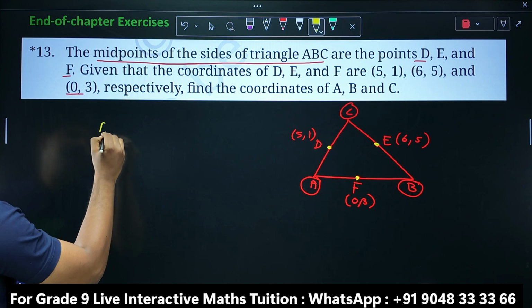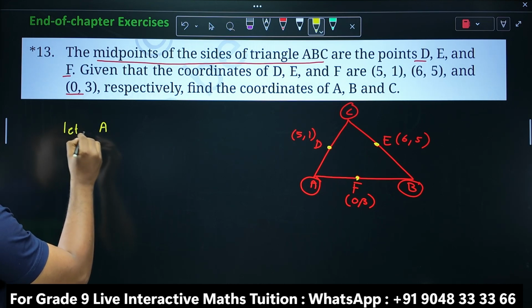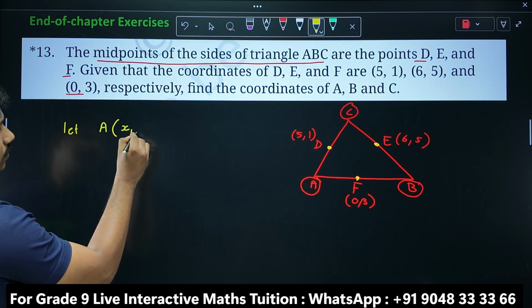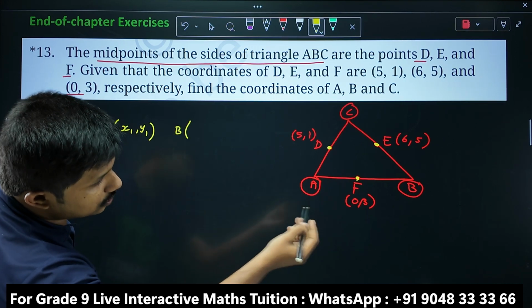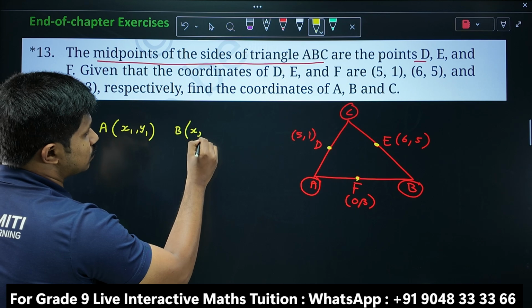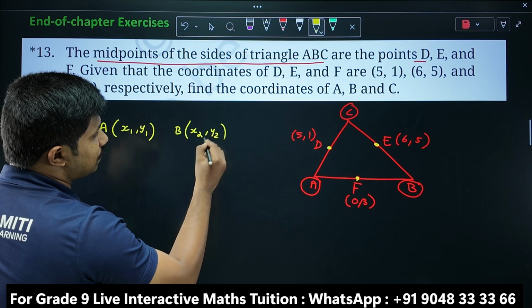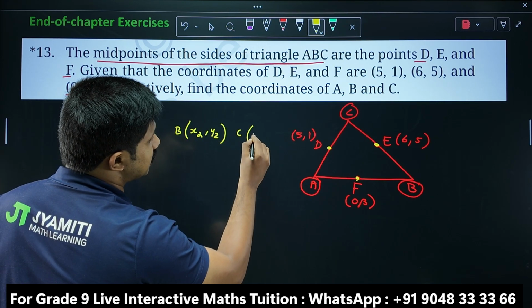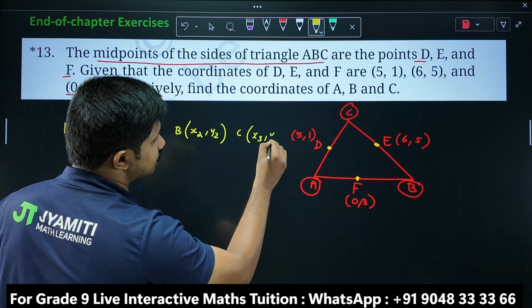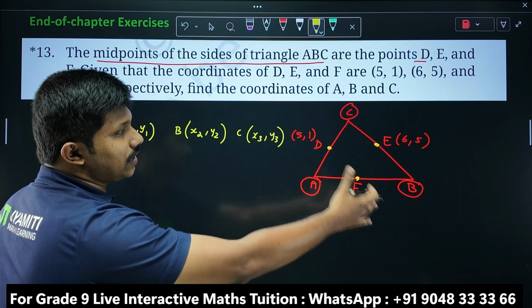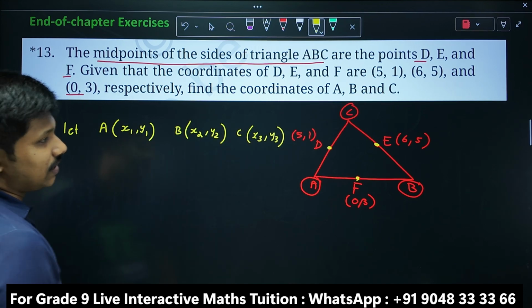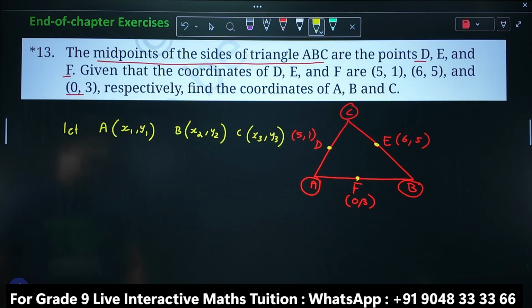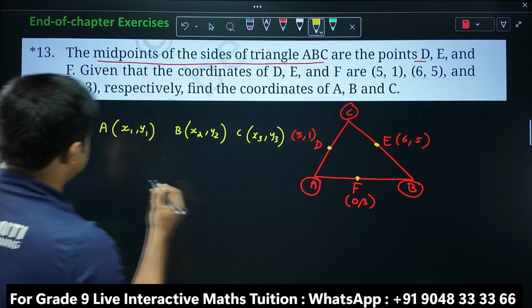So let A equal (x1, y1), B equal (x2, y2), the second point, and finally the third point C is (x3, y3). So we have defined the unknown coordinates. We have to find these coordinates. That's our duty, right? Now let's analyze the side AC.